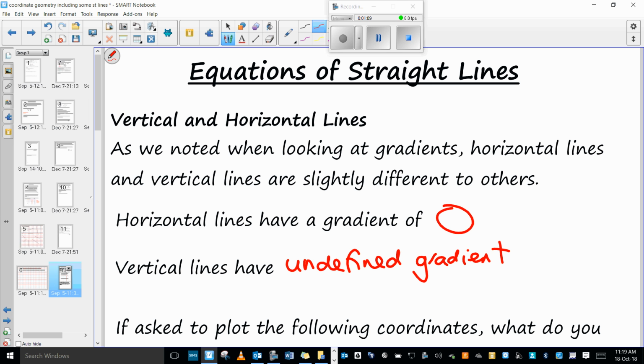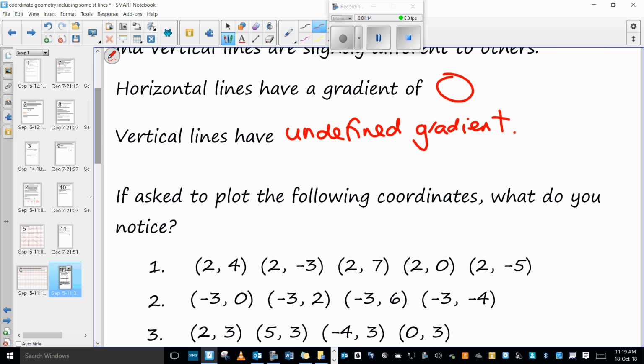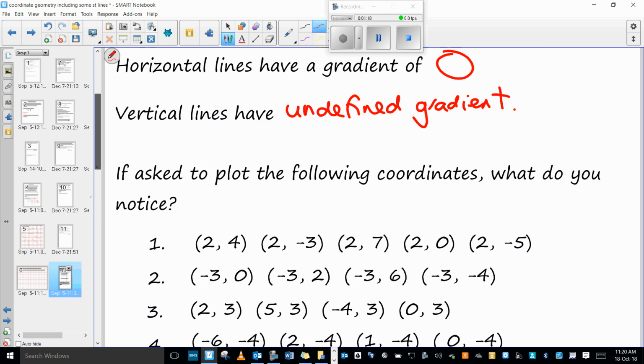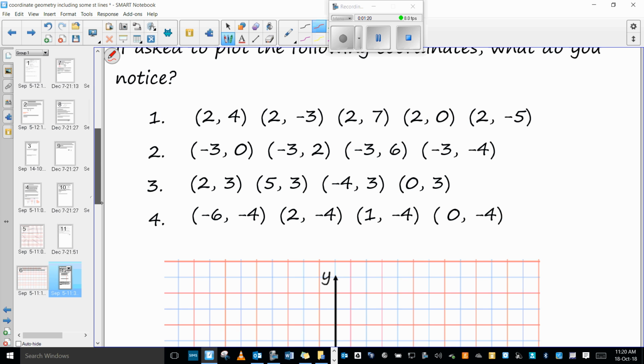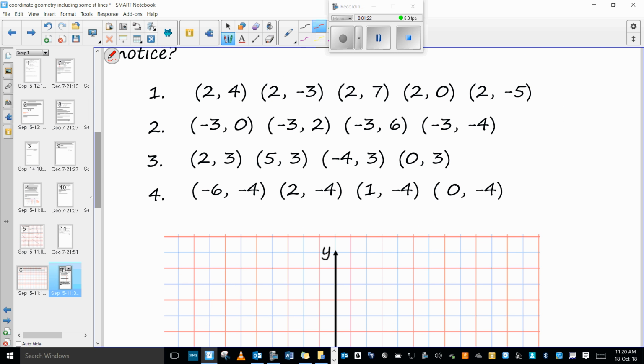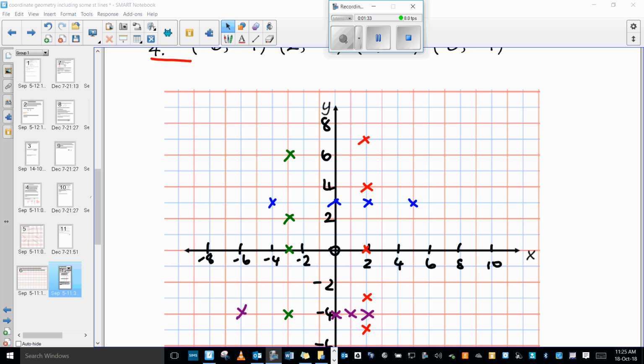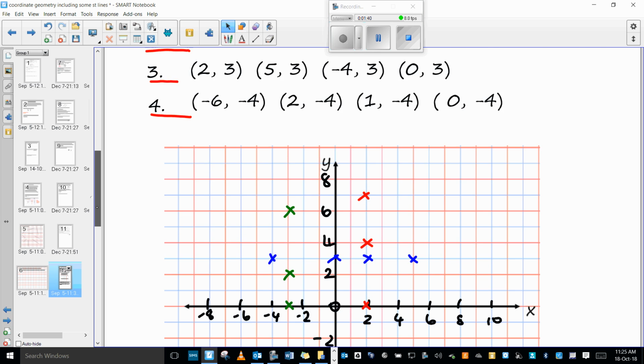If asked to plot the following coordinates, what do we notice? If we were plotting these coordinates, can you plot them for me and see what you get? Perhaps plot these ones in one colour, and these in another, these in another, these in another. Hopefully you got something looking similar to what I got. So let's look at the first row. The first row are the ones that I did in red.